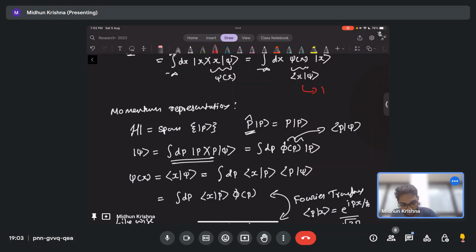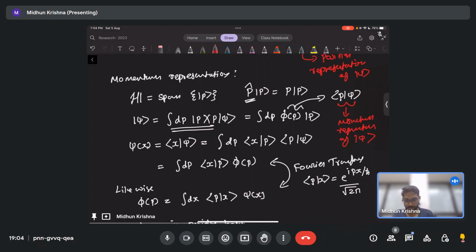Let me write: this is the position representation of psi, and this is the momentum representation of psi. In both cases the state psi is the same, but we are representing it in the position variable or the momentum variable. It's two ways of representing the state.